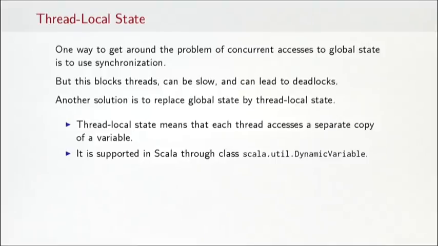So one way to get around the problem of concurrent accesses to global state, such as caller, is to use synchronization. But synchronization has its own set of problems because it blocks threads, so threads might wait indefinitely long, it can be slow, and it can lead to deadlocks. Another solution that is more appropriate here is to replace global state by thread-local state. So thread-local state means that each thread in an application accesses its own copy of the variable. So the variable is global for the thread, but it's not shared between threads.